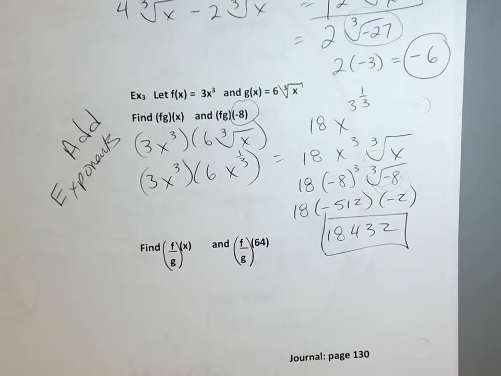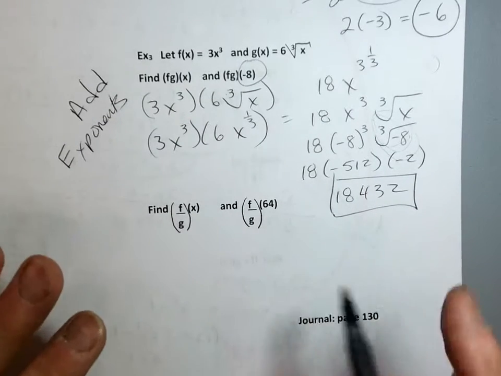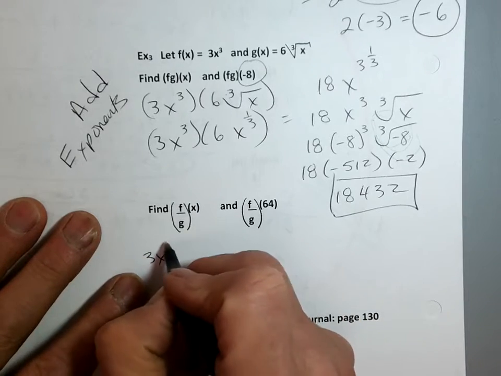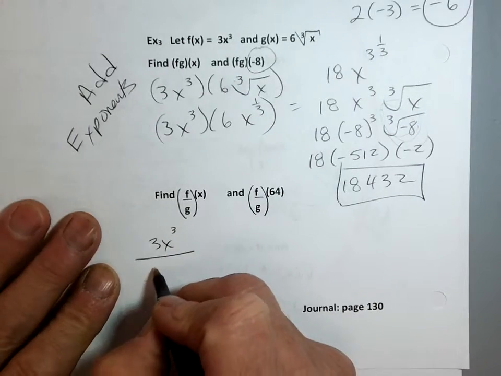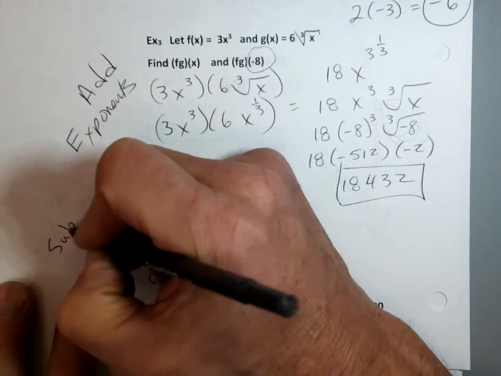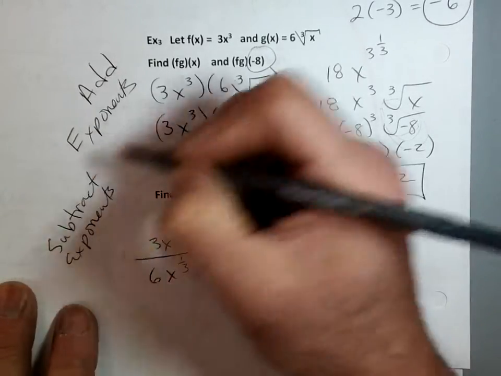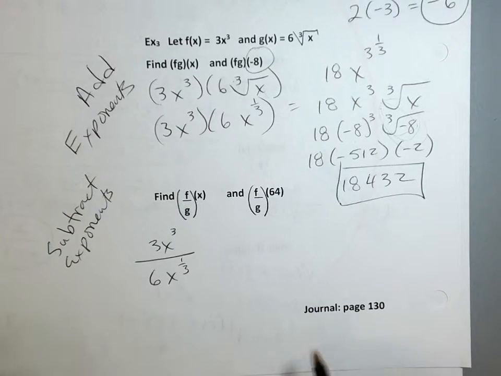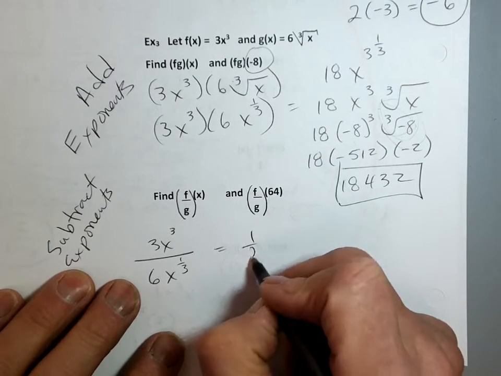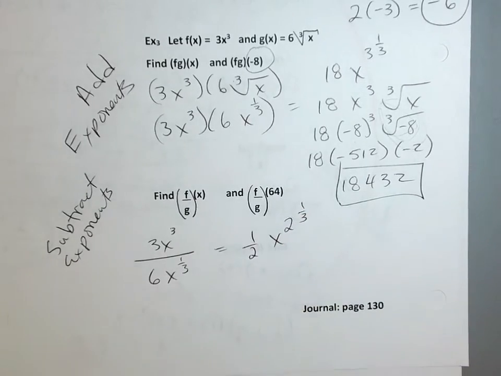How's that? Big. Remember I told you front page pretty easy, back page a little bit harder, right? But we're doing all right. Now, last problem. What do you think we're going to do? Let's just divide. So let's take our 3x cubed over 6x to the 1/3. So when we divide, we're going to subtract exponents, okay? So if I subtract exponents, I'm going to get a 1/2 x to the 2 1/3.